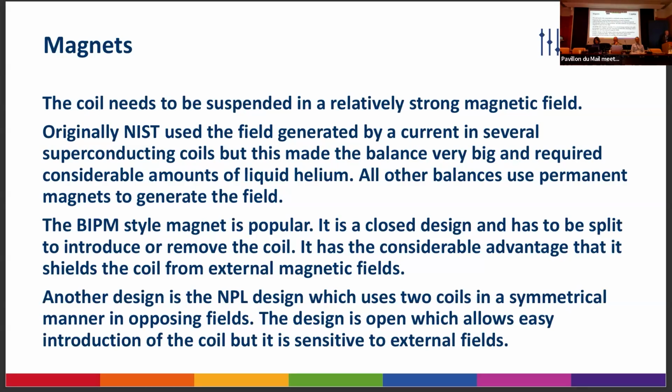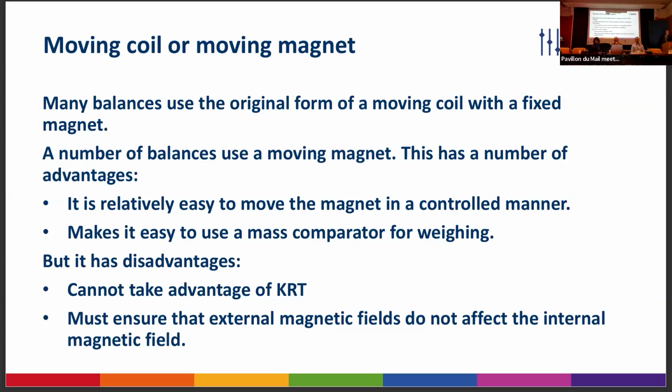Now, moving on to magnets, I have to point out that a lot of this will be covered by other people in the next talks. I'm just going through it very quickly. Originally, NIST used a superconducting system to generate the field. At the moment, I don't think there are any other balances using that. BIPM style magnets are very popular, closed design, but can be split, and it shields the coil from external fields. Shisong will talk about that later on. And the NPL design uses two coils in a symmetrical manner, which I like, but the design is open, so it's sensitive to external fields.